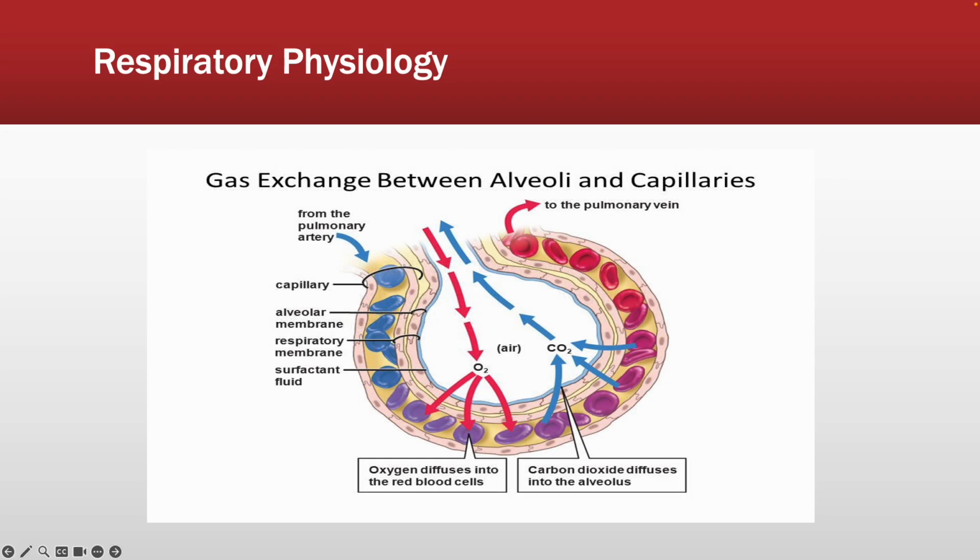This demonstrates the gas exchange between the alveoli and the capillaries. You'll have blood that comes in through the pulmonary artery that is deoxygenated. It's going to move through the capillaries, and the oxygen will diffuse into the red blood cells. Across those pressure gradients, the CO2 and the waste products will then be offloaded, and the blood returns back to the heart through the pulmonary vein.